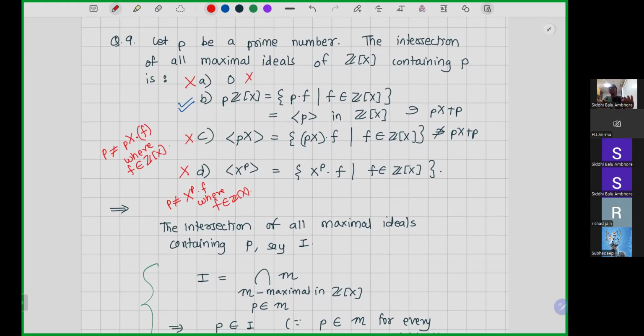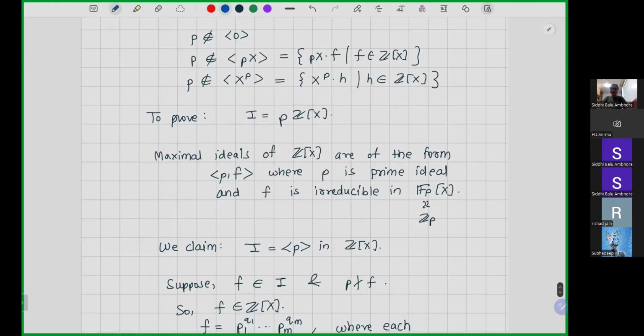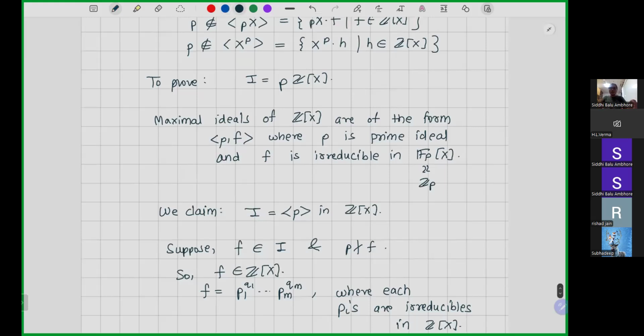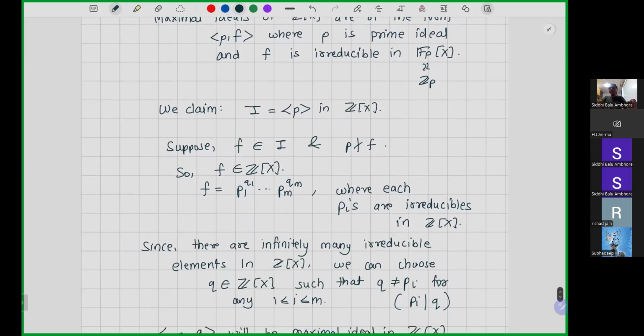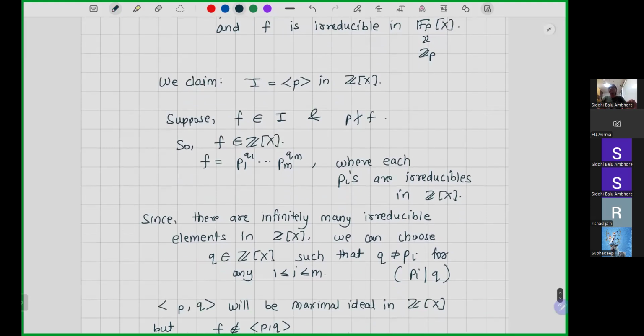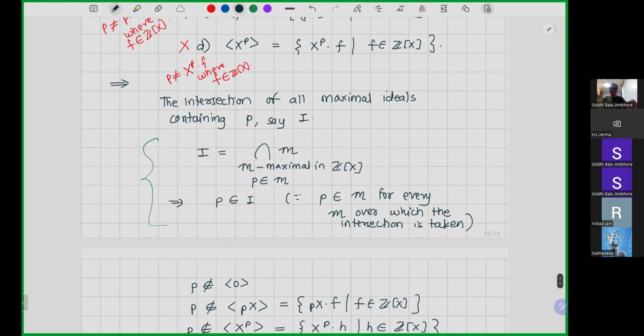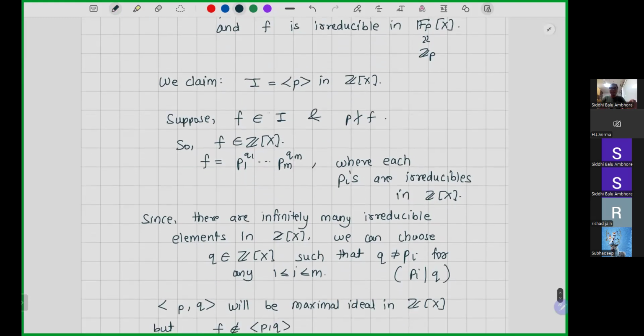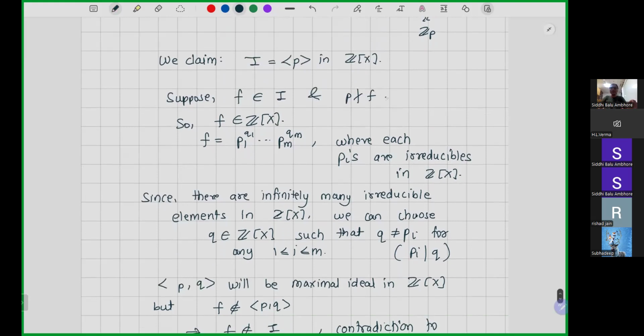That's for sure. Now we have to check whether it is the second ideal or not, and that's what we try to prove here. We start by contradiction. Suppose we take F in that intersection, which I'm calling I. I'm taking an element from that intersection and assuming that P does not divide F, because if P divides F, then that's what we are claiming it to be. So suppose P does not divide F.